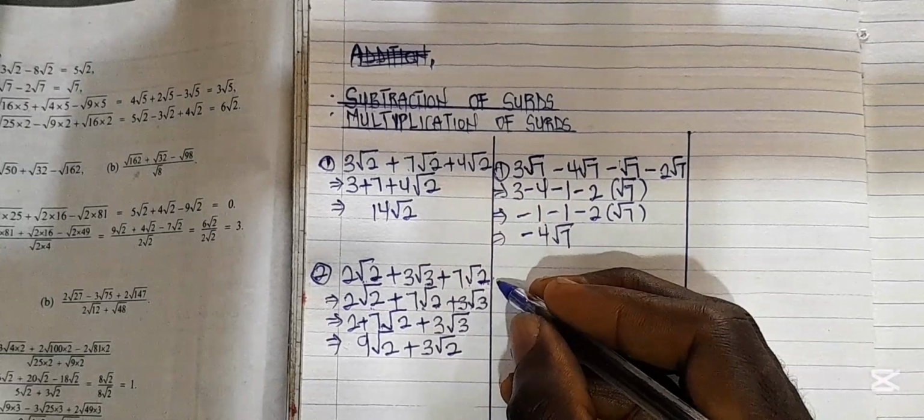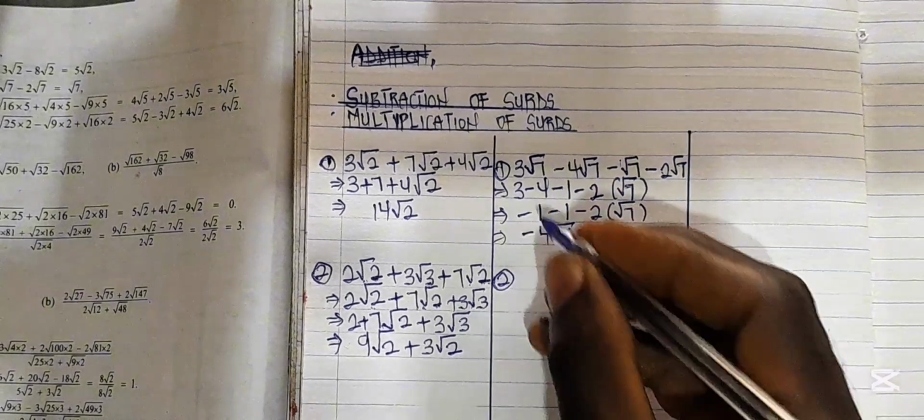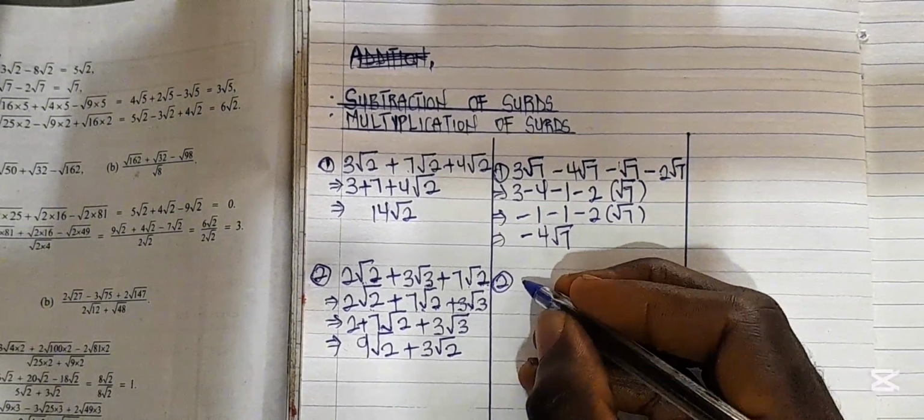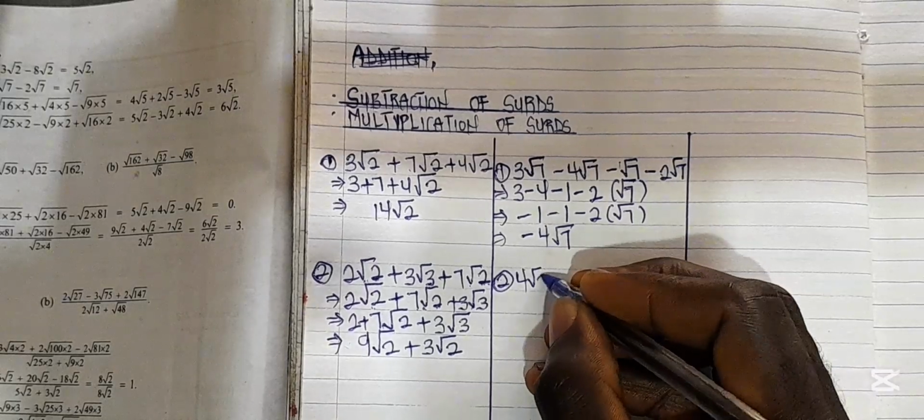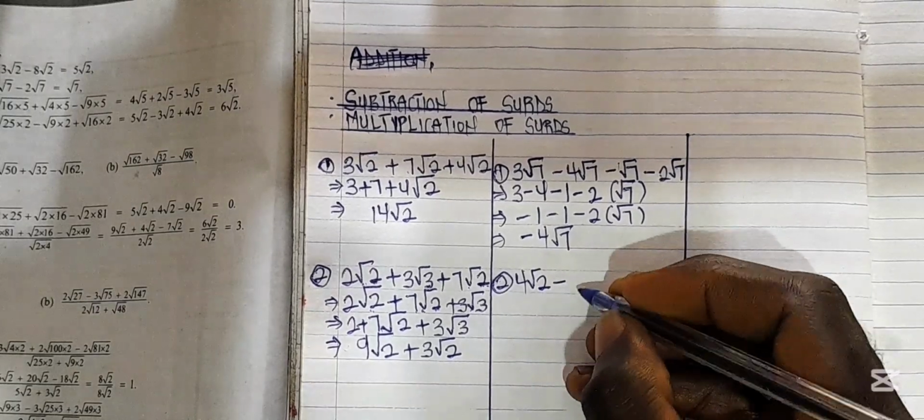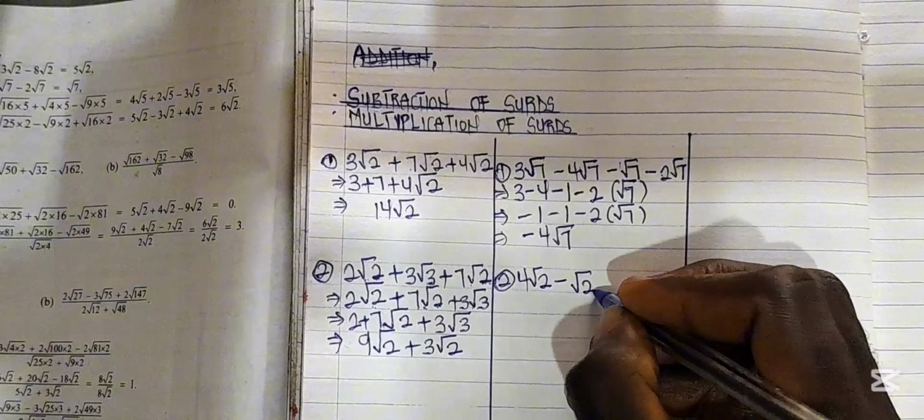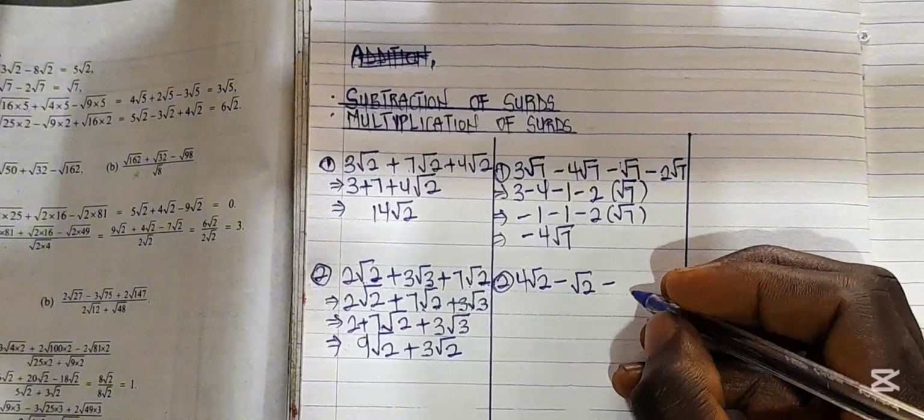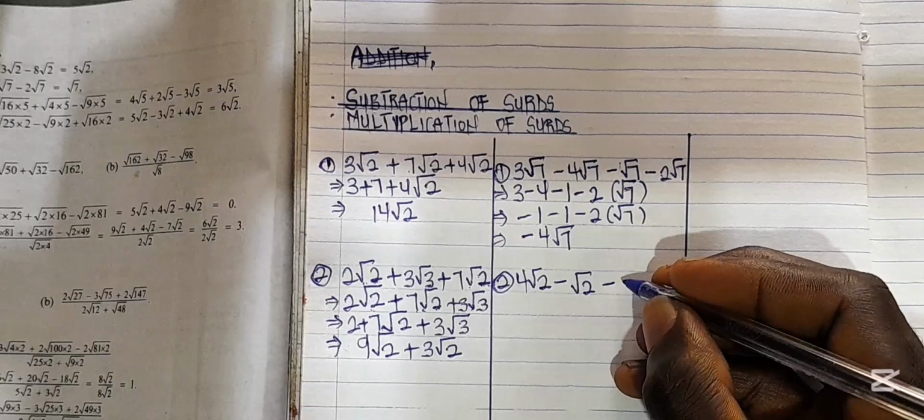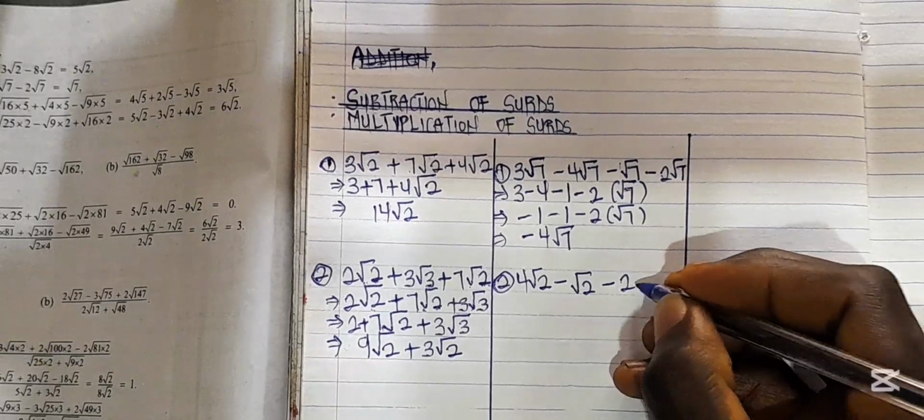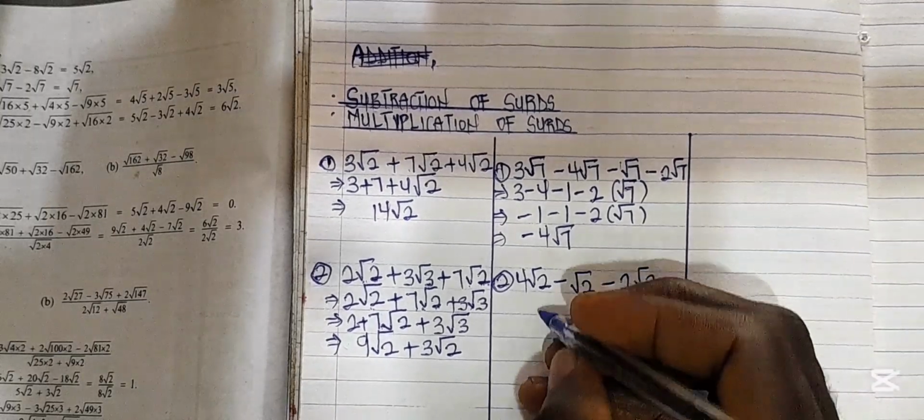So number 2 here we have, let's see, 4 root 2, minus root 2 minus, let's see, 2 root 2. Okay, so let's move on.